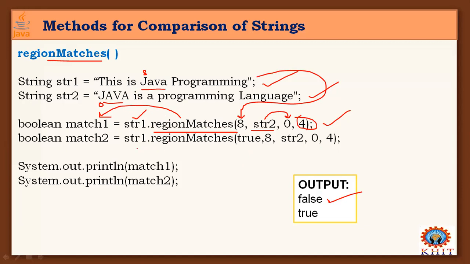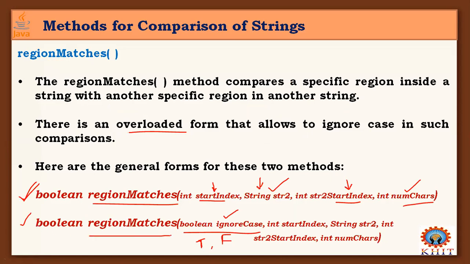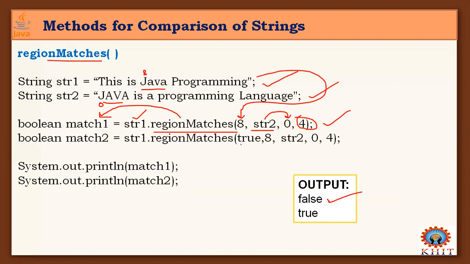So then what do we need to do? Use the second form of the regionMatches method, taking one more parameter for ignoring case. So here I give one parameter, true. The remaining are all the same. Then it ignores case sensitivity and automatically gives true. When we print these two Boolean variables, match1 and match2, it gives output like this. So let's go to the execution part.